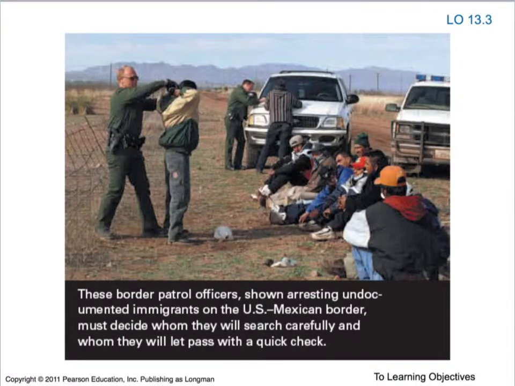So these are Border Patrol officers arresting undocumented immigrants on the U.S.-Mexico border. They need to decide who they will search and who they will let pass very quickly with a quick check. They have to be empowered.